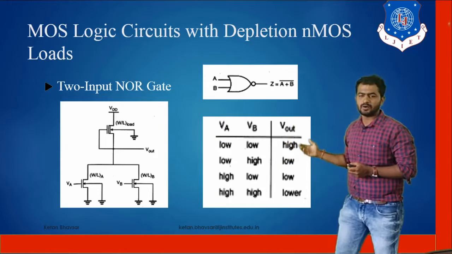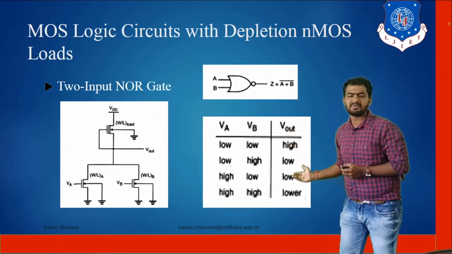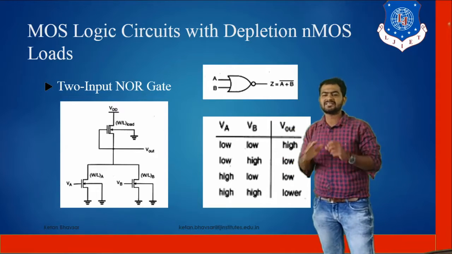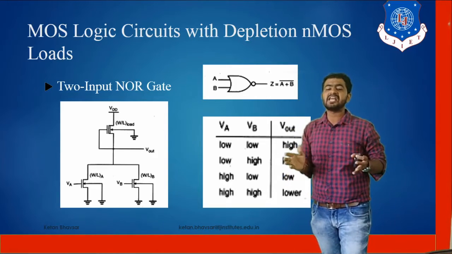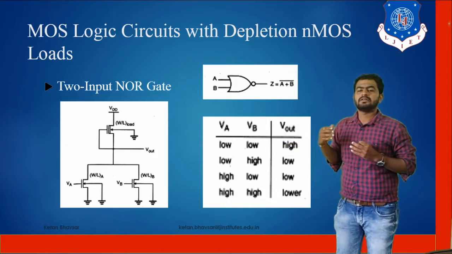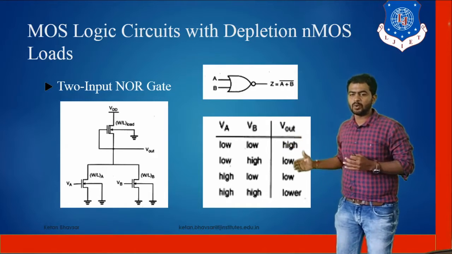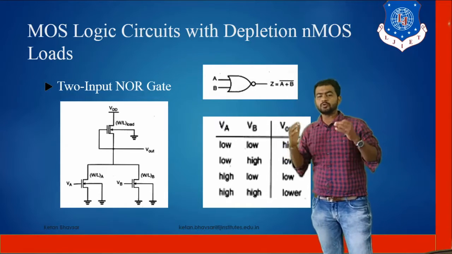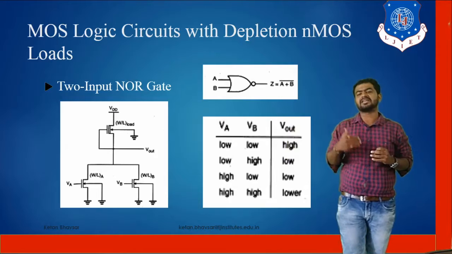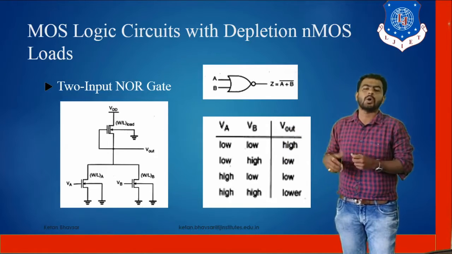VA, VB and Vout. If both inputs are low, then output goes to high, and for all the remaining possibilities, the output is always low. So once you change any variation on the input side, the output remains low. When both the inputs go to low or zero, then you can say that the Vout goes to high. So we can say it's totally opposite to the OR gate.